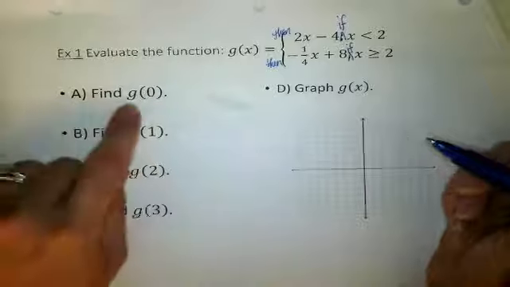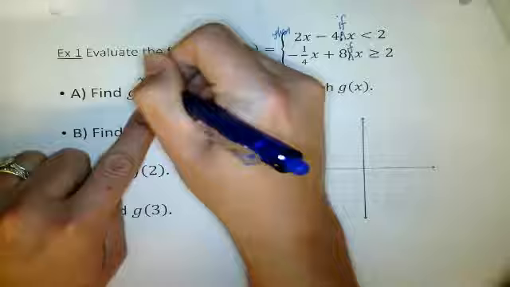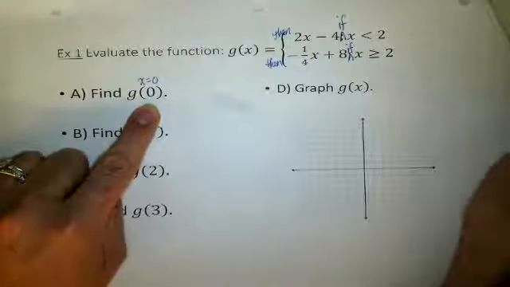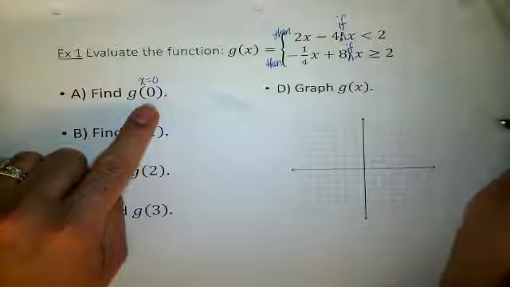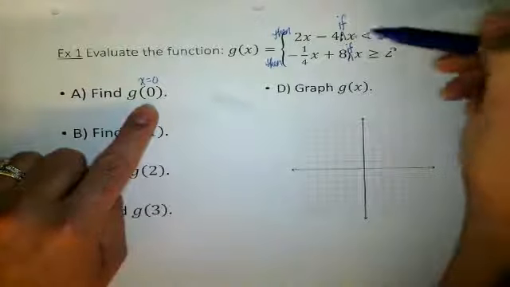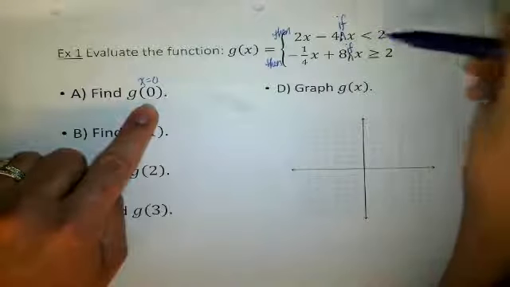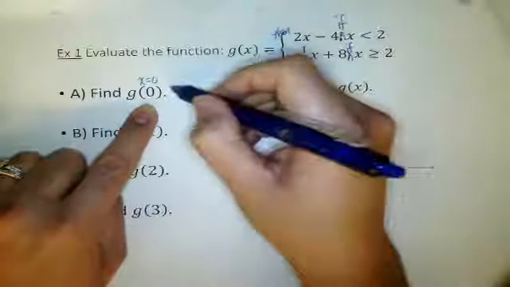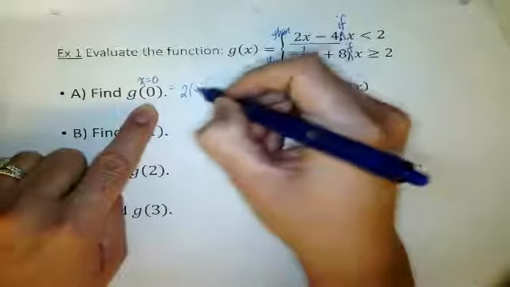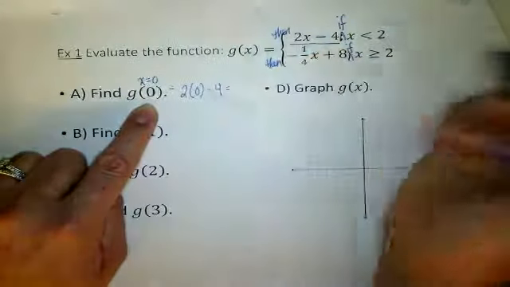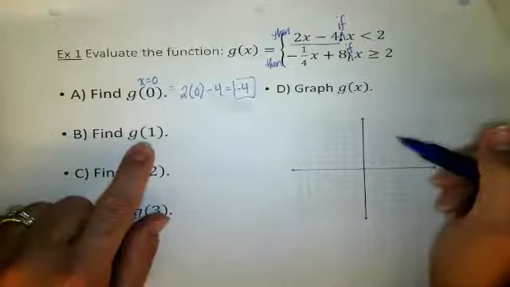So we want to find g of 0. What does g of 0 mean? Oh, it means that x is equal to 0. If x is 0, which equation do we use? The top one. Why? Because 0 is less than 2. That's a true statement. So we've satisfied this condition. And so we get to evaluate using 2x minus 4. So 2, plug in the 0, minus 4, and what do you get? Negative 4.